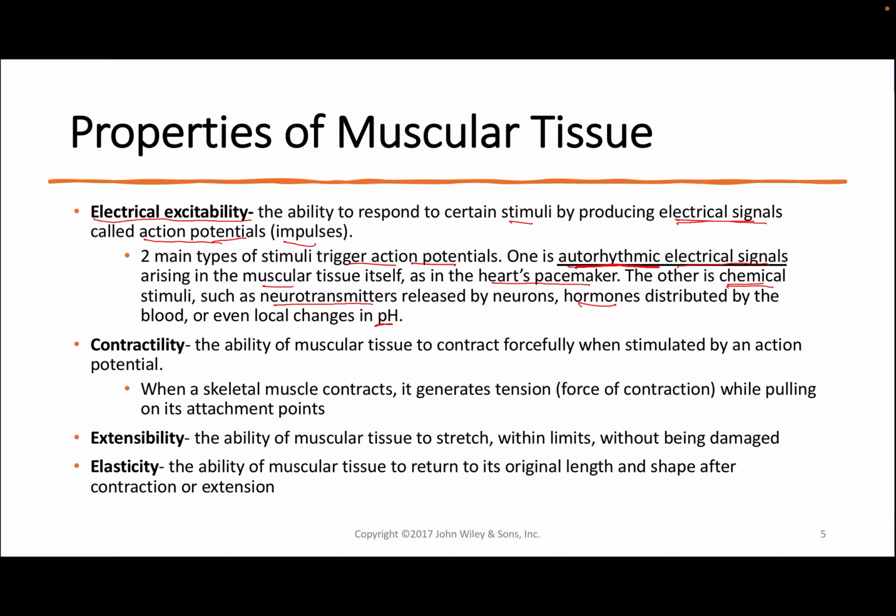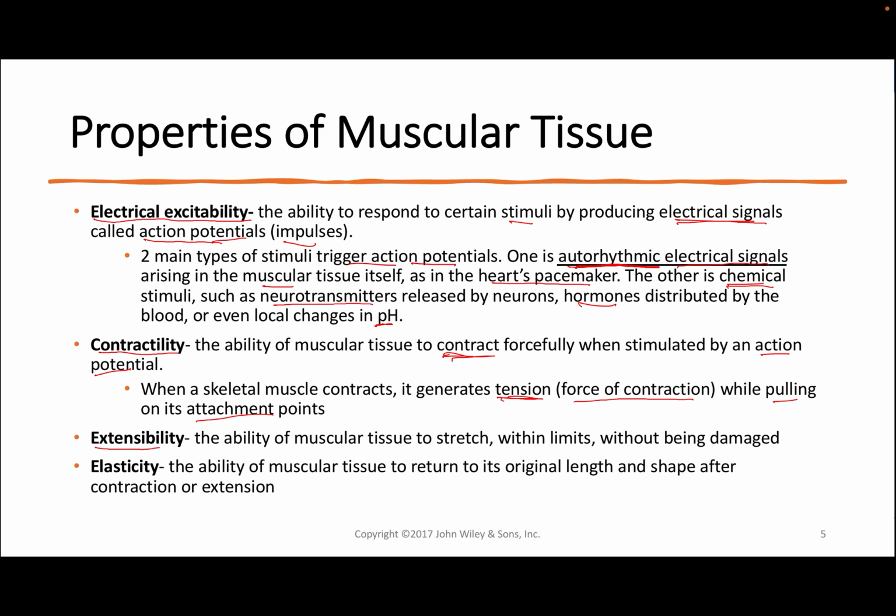Now, another property that we see with muscle tissue is contractility. This is the ability of your muscle tissue to contract forcefully, and this is going to be stimulated by our action potential. So an action potential is going to cause this contraction to occur. When our skeletal muscles contract, it is going to generate tension, the amount of force of contraction that we have. And this is going to occur while it's pulling on the various attachment points, ultimately to try and generate some sort of movement, usually.